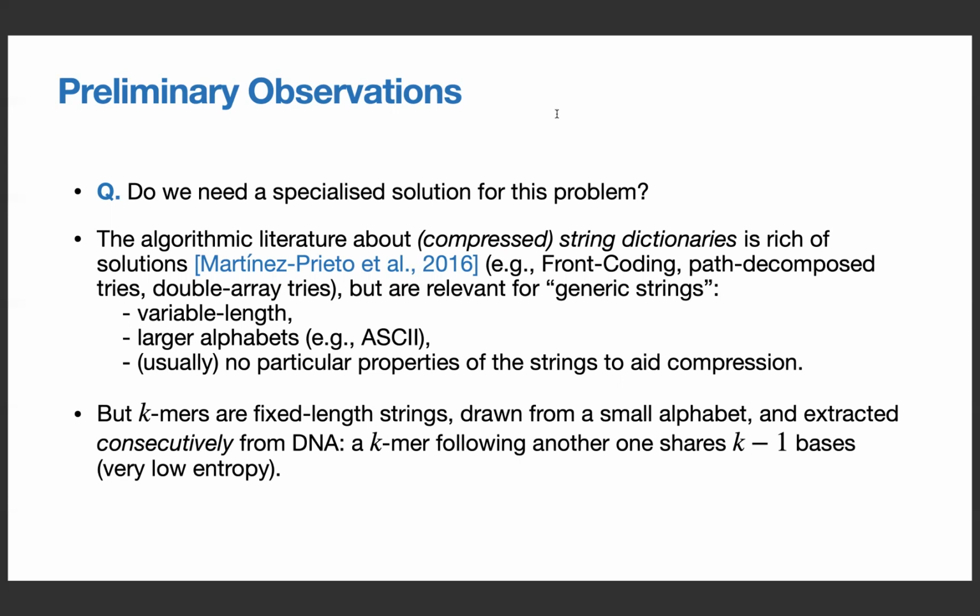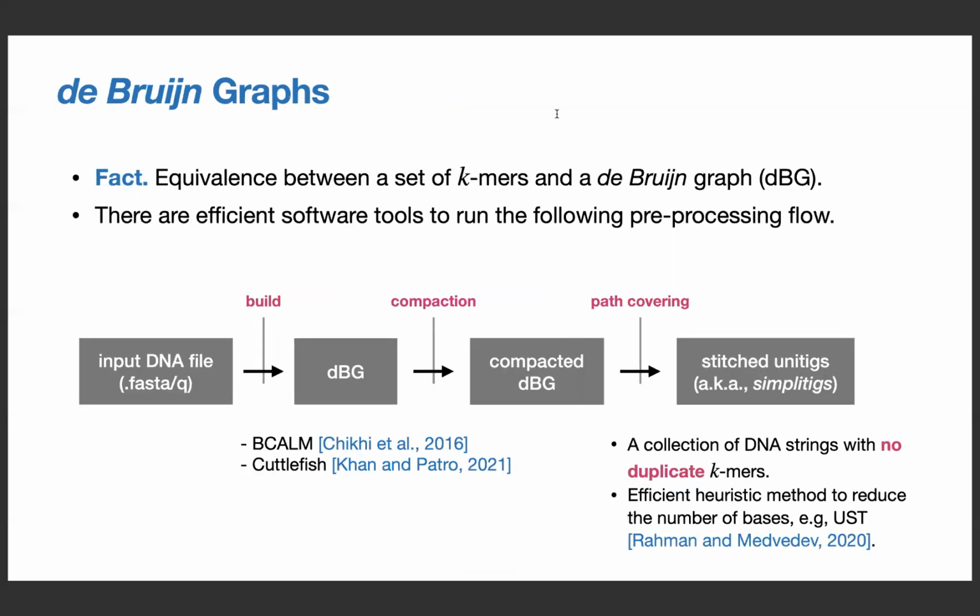Instead, k-mers have all the opposite properties, namely they are of fixed length, equal to k. They are drawn from a very small alphabet, just four symbols, so we can get by using a 2-bit encoding, and they are extracted consecutively from DNA. So the answer to the question in the slide is yes, if we want to improve the efficiency of our data structure.